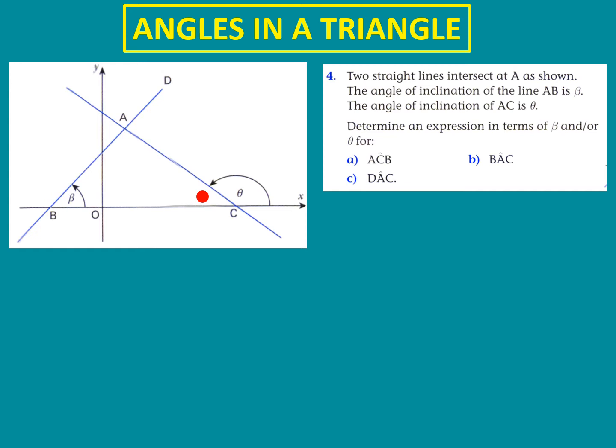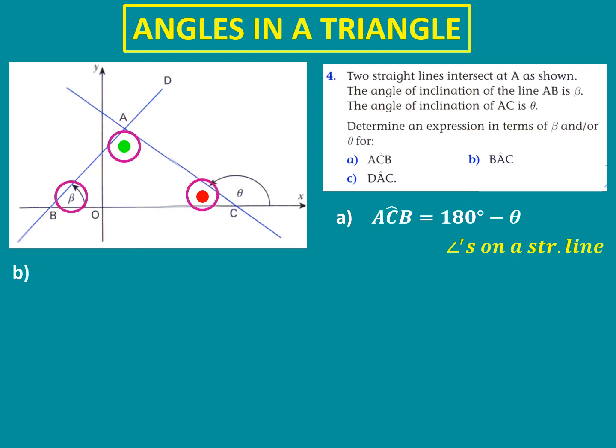And that angle plus theta form a straight line, so they will add up to 180 degrees. So I can represent that red angle as 180 degrees minus theta, and I just use the reason angles on a straight line. For question B, I have to look at angle BAC, which is the angle indicated in green now on the drawing. And if I have a look at that drawing, the green angle plus the red angle plus beta are all angles in a triangle, so they should add up to 180 degrees.